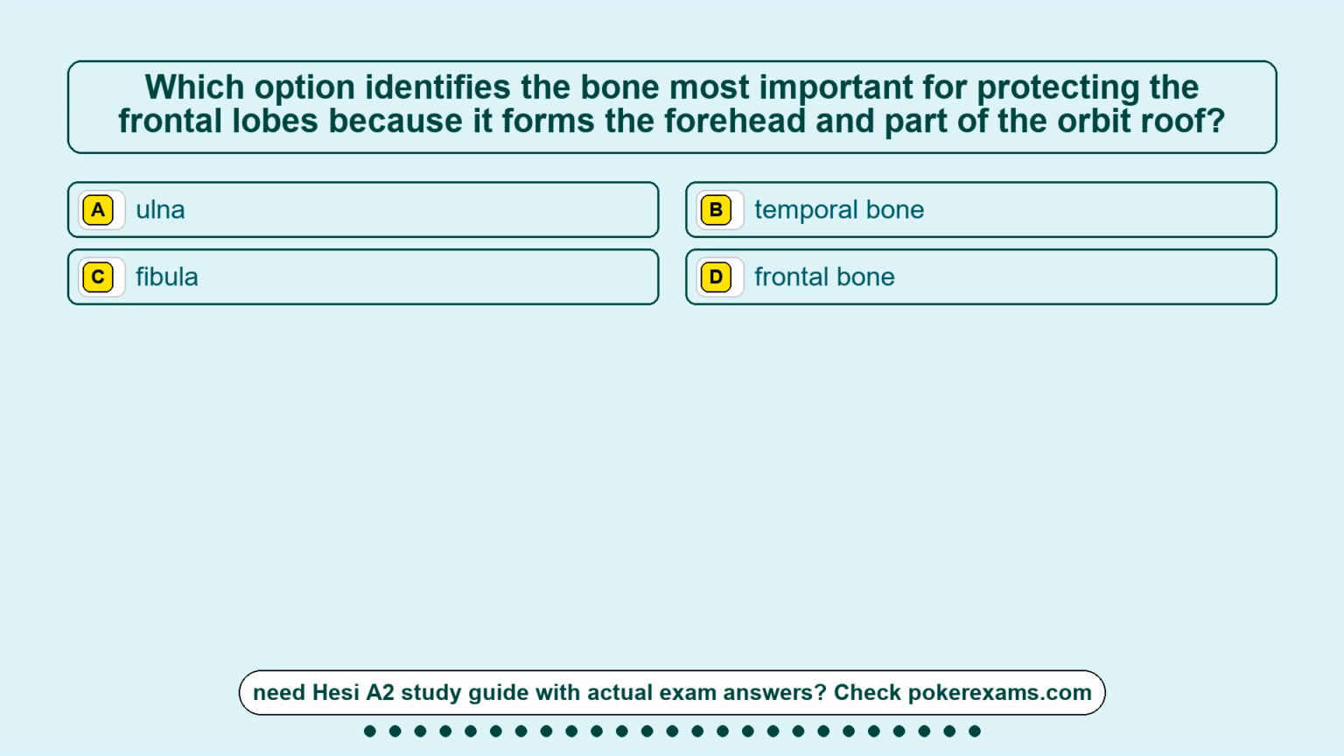Question 9. Which option identifies the bone most important for protecting the frontal lobes because it forms the forehead and part of the orbit roof?